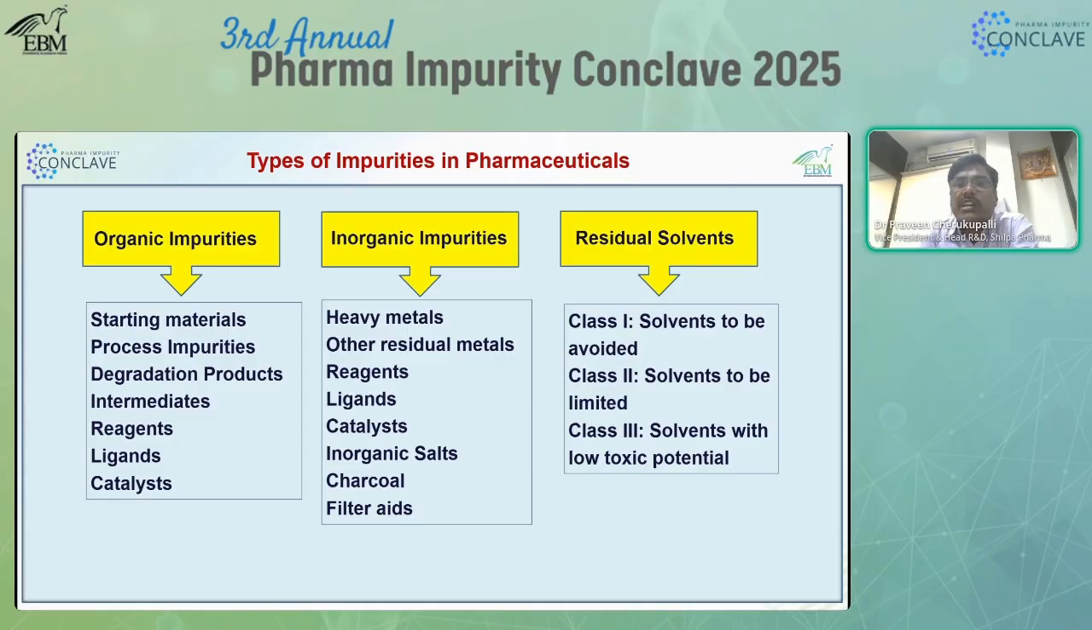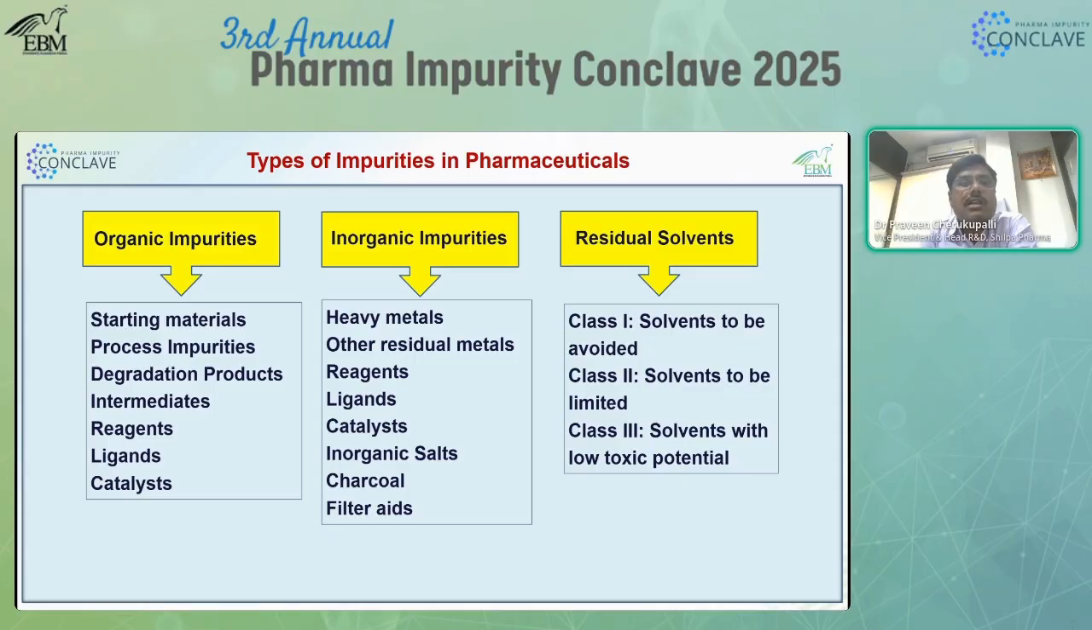So all these possibilities will be there for the organic impurities, and we have to effectively control these organic impurities as per the ICH guidelines. Now, inorganic impurities include heavy metals, residual metals, reagents, ligands, catalysts, inorganic salts, even charcoal filtrates. All these come under inorganic impurities, which need to be controlled adequately. And the residual solvents may be volatile or non-volatile.